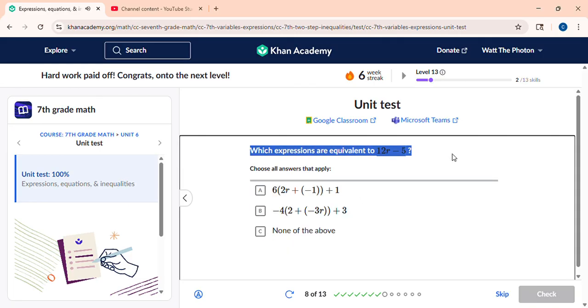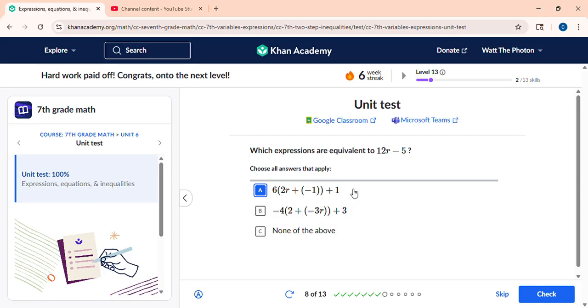What expressions are equivalent to 12R minus 5? 12R plus negative 6 plus 1, and negative 8 plus positive 12 plus 3. I think they're both correct. Do them on paper. 12R plus negative 6 plus 1 is 12R minus 5, which is correct.